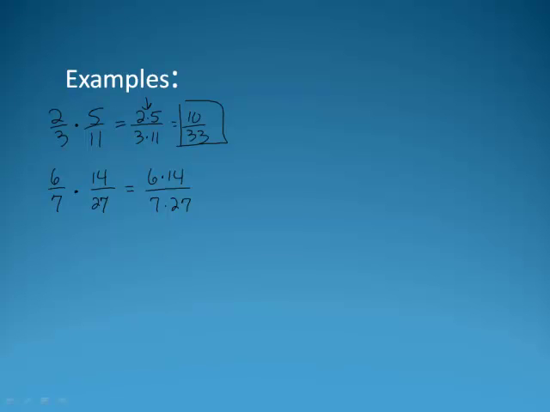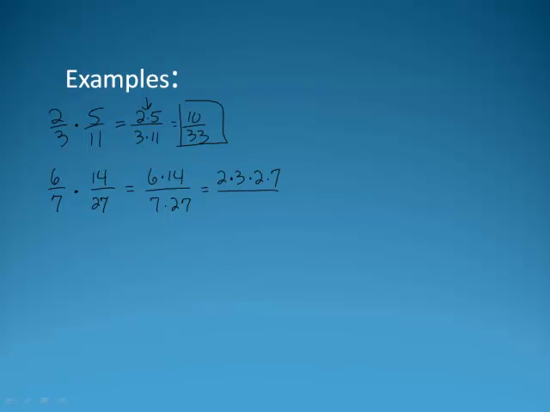Because we can see that 6 times 14 is going to be a pretty big number, and 7 times 27 also is going to be a pretty big number. So let's just break all of those numbers down. 6, if you break that down into prime factors, is 2 times 3. And 14 is the same as 2 times 7.